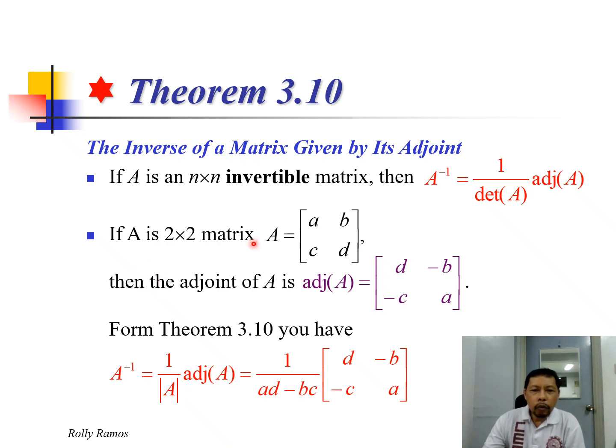If A is a 2 by 2 matrix, then the adjoint of A is given by this equation. From theorem 3.10, the inverse of A is 1 over the determinant of A times the adjoint of A. And for a 2 by 2 matrix, it is equal to this equation.